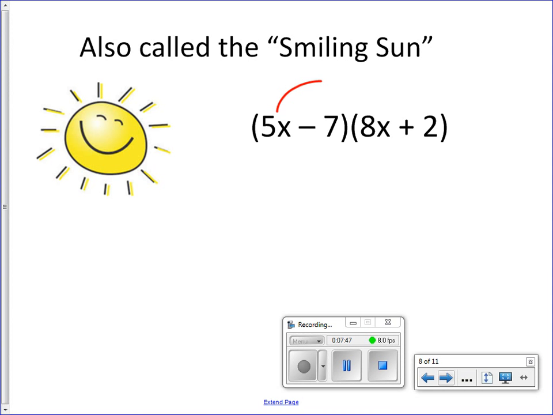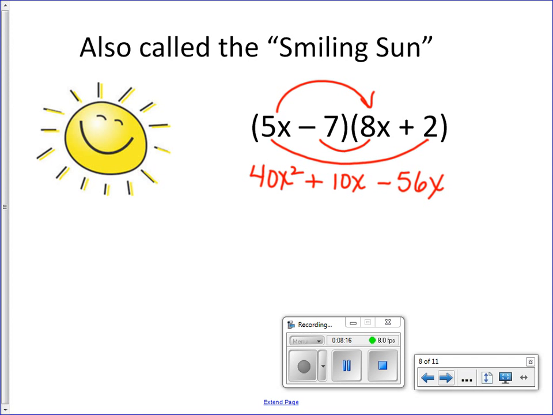All right, so we're going to multiply the two first terms together. 5x times 8x is 40x squared. We're going to multiply the two outer terms together. 5x times a positive 2 is 10x. We're going to multiply the inner terms together. Negative 7 times 8x is negative 56x. And then we're going to multiply the last terms together. Negative 7 times 2 is negative 14.